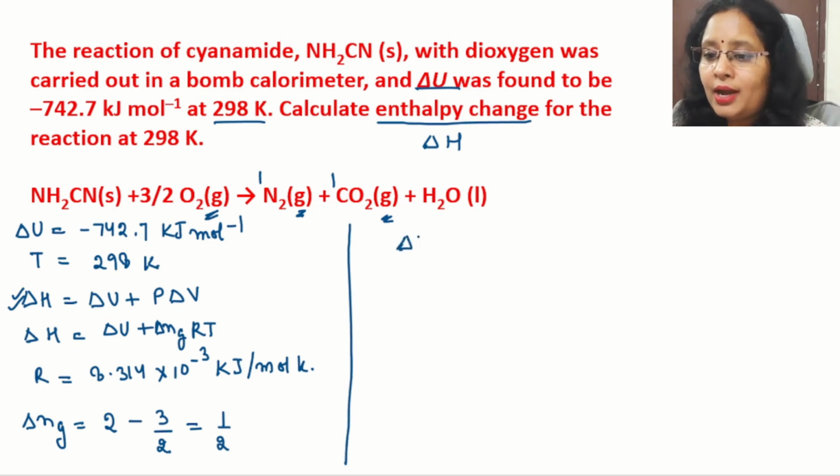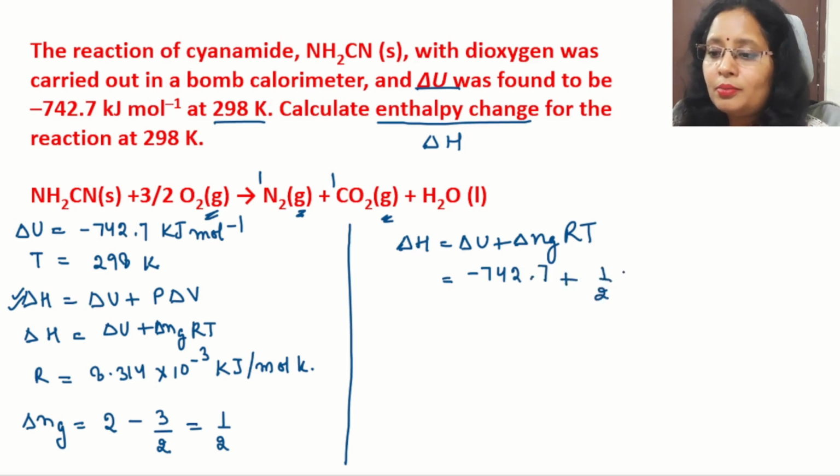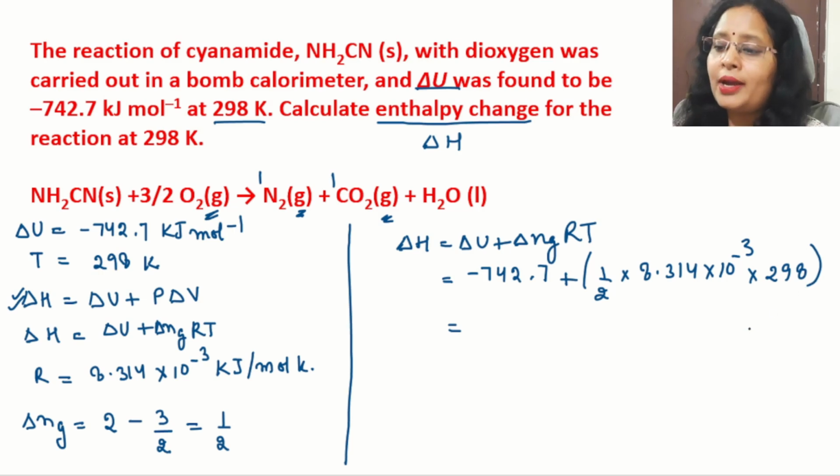Which formula? Delta H is equal to delta U plus delta n g RT. Now substitute the values. Delta U is minus 742.7 plus delta n g is 1 by 2 multiplied by R, 8.314 into 10 to the power minus 3, into 298. So solve this first. Solve the thing inside the bracket. Divide 8.314 by 2 and then multiply it by 298.